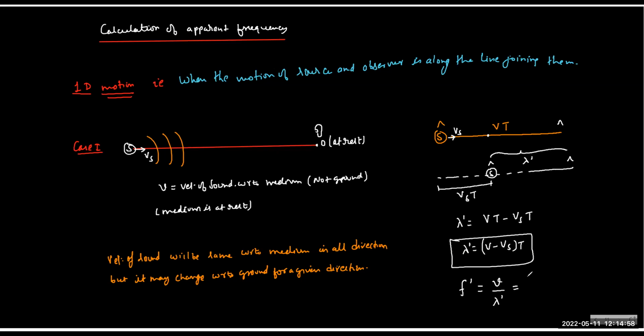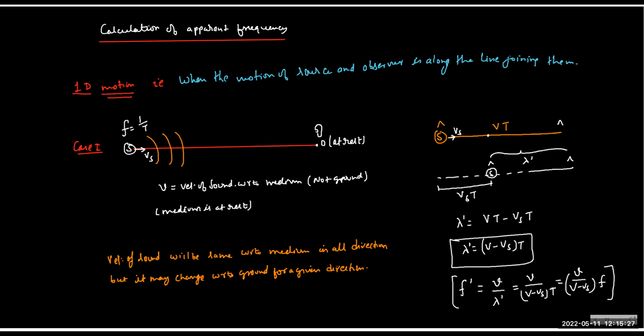And therefore, the apparent frequency will be V minus Vs into t. Inverse of time period is called the actual frequency of source. So frequency of source is called 1 by t, where t is a time period. So therefore, this we can write as V upon V minus Vs into F. You can see the answer is very logical and simple.